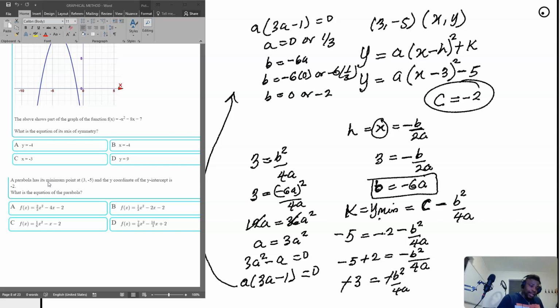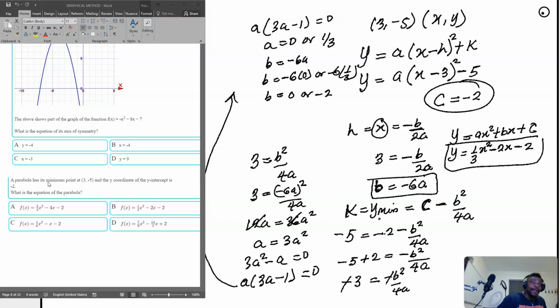I can use y equals ax squared plus bx plus c. So y is equal to, what is my a? My a is 1 over 3, that is x squared. What is my b? My b is minus 2x. What is my c? My c is minus 2. So this is my answer here. Easy. So that is 1 over 3x squared minus 2x minus 2, which is option B.